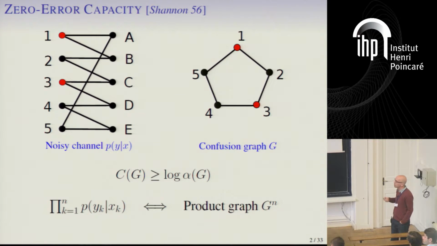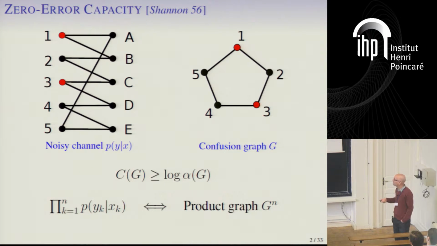Of course, there is no need to use the channel just once. You can use it many times. So you can look at the product channel, which corresponds to a product graph. And what is this product graph? It's a graph with vertex set of sequences of input symbols, and 2 sequences are connected by an edge if and only if in every coordinate they're either equal or adjacent in this baseline graph. This kind of graph product is usually called the strong product or the AND product of a graph.